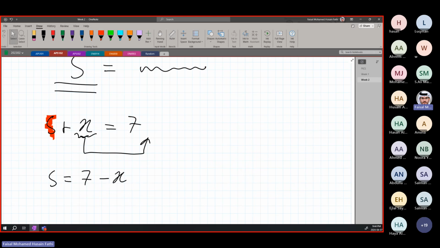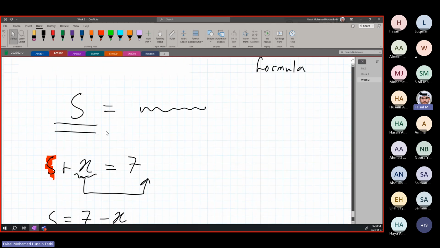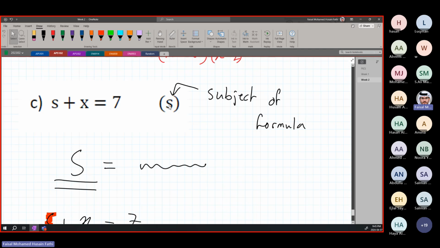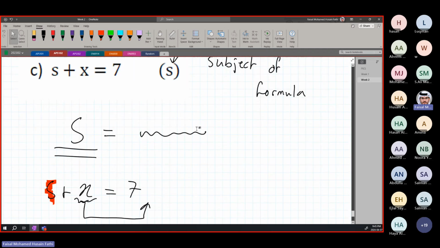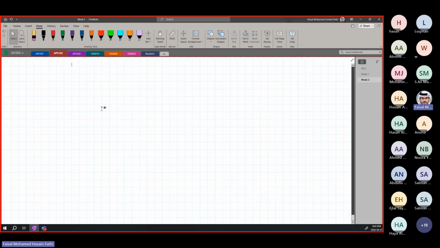All right. I want to do a bit more complicated one now, so that the concept is a bit better. But this is just the simple idea of what transposition is. The subject, which is given here to be S, we have to put it on one side, and then we equate it to everything else on the other side.